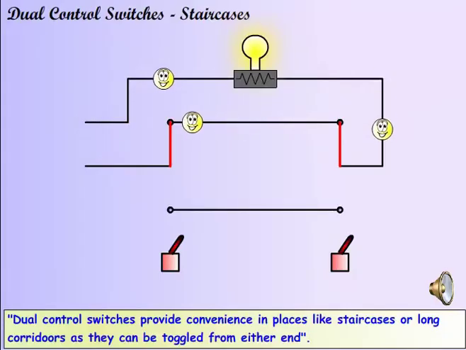Dual control switches provide convenience in places like staircases and long corridors. Let us say you are at one end of a long corridor and want to turn off the light when you're at the other end. The dual control switch provides you the solution with a toggle switch, which you can control from either end. Click on the two dual control switches at the bottom to check how they function.